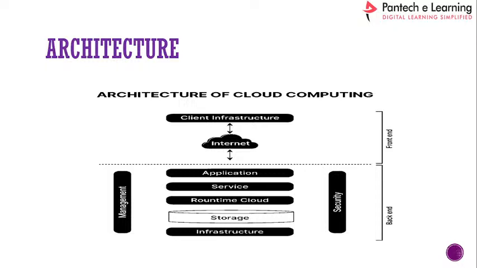Moving on with the second part, that is the back end. The back end is used by the service providers. It manages all the resources that are required to provide the cloud computing services. It might include the application, the service, the runtime cloud, the storage, the infrastructure. These are all the components residing in the back end, with the security and management of the cloud service provider, for the services offered to the clients that they are accessing with the help of browsers through the internet.